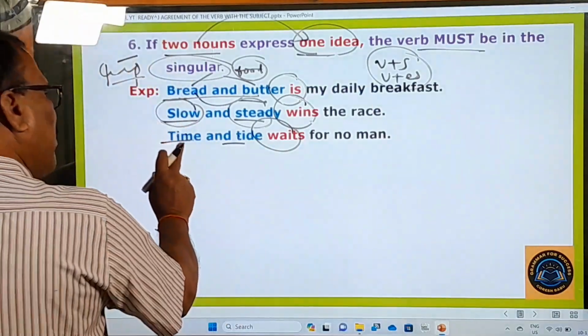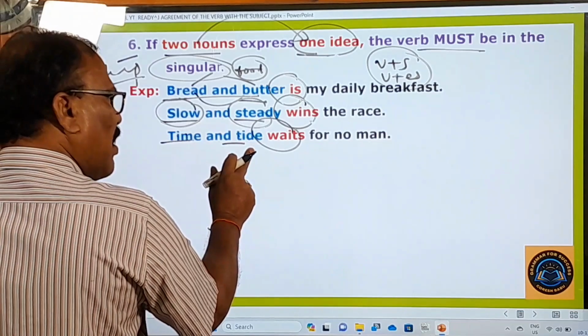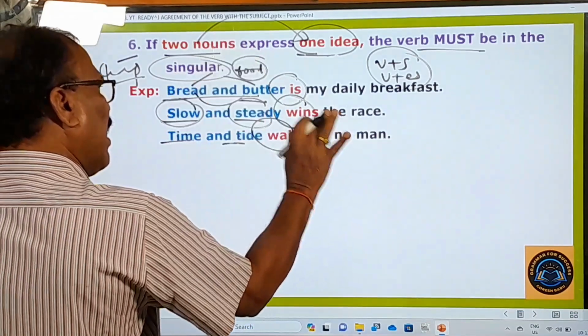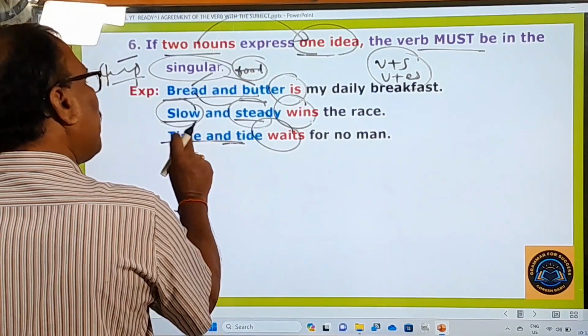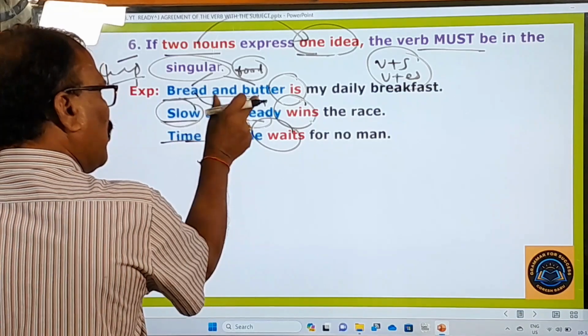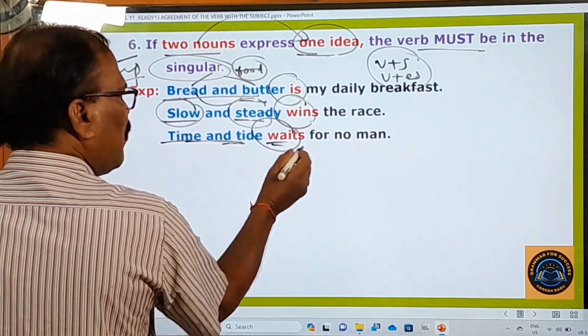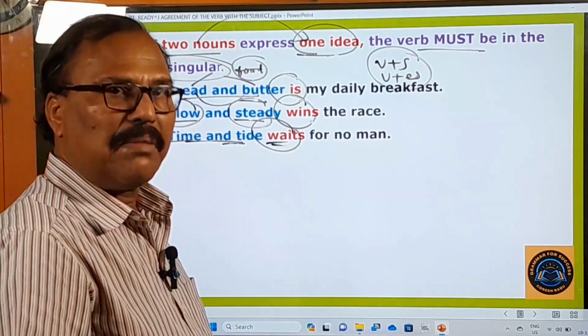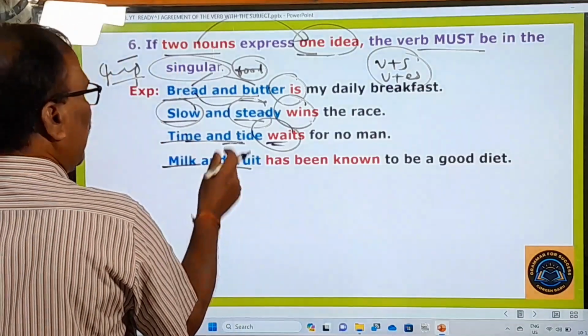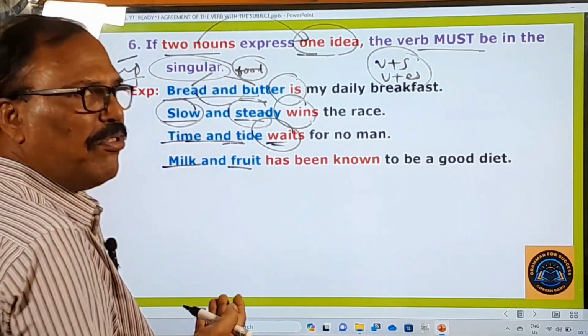So here, time doesn't stop for us. Tide also doesn't stop for us. Therefore, these two are conveying the same idea, one idea, and therefore they together make only a singular subject, and that's why we are using a singular verb, right? And another example, milk and fruit. Milk and fruit, again, they are conveying the idea of food.